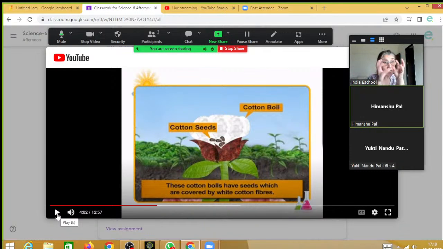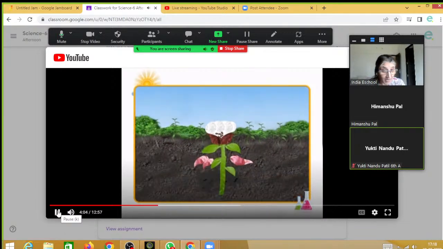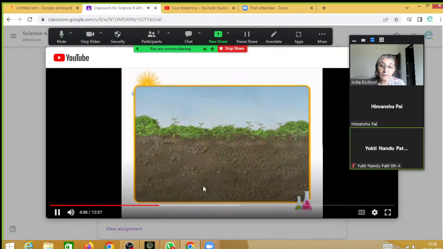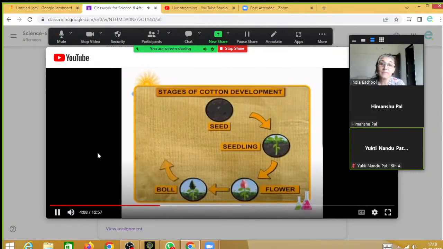So the seed is inside the fluffy cotton. We have to remove it. And then we have to process it and make it yarn. From yarn, it will be a cloth. Yes, very nice. But first, what is the process that is used to remove the seed? Let's write: the seeds, when sown, will begin the new cycle of life in the cotton plant.